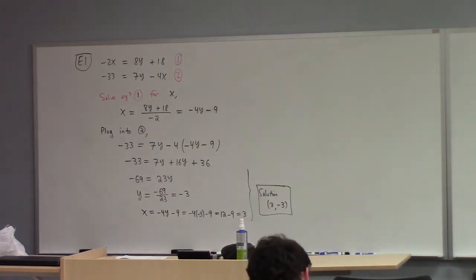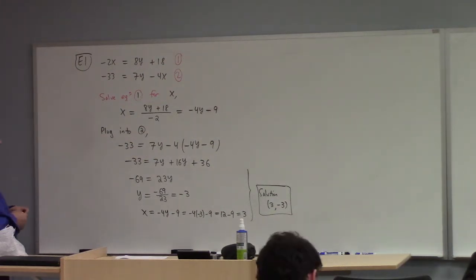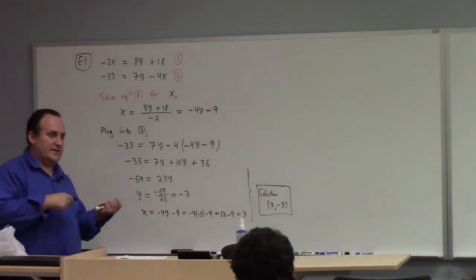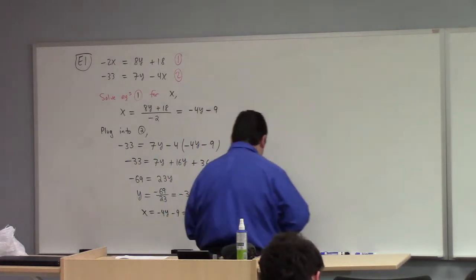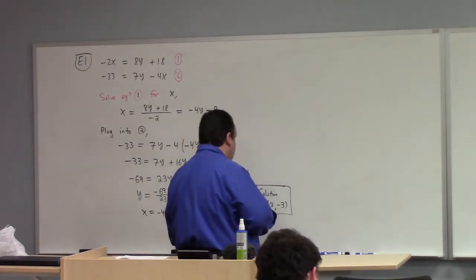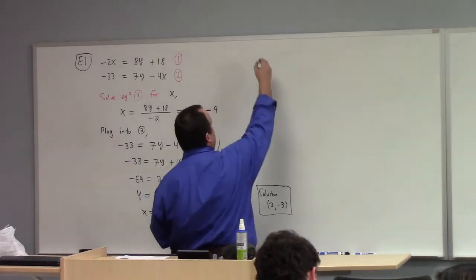Very good. You guys got that one, right? The method you just used is called substitution. When you solve for one variable and plug it into the other equation, that's substitution. There's also something called elimination, so let's look at elimination next. Example 2.